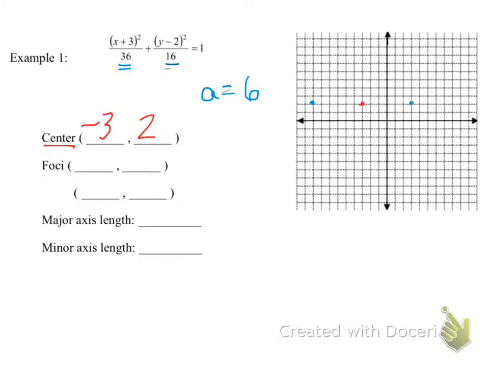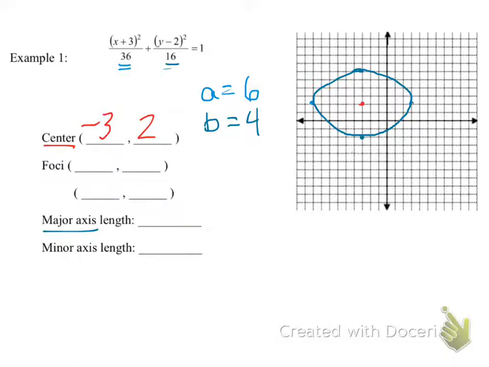16 is under the y-coordinate, and again that's our b squared, so our b is 4. And again, that's underneath the y-coordinate, so we're going to move that up 4 and down 4. And then we can just draw in our ellipse. Again, as long as it's not a square or having sharp edges, just somewhat elliptical.